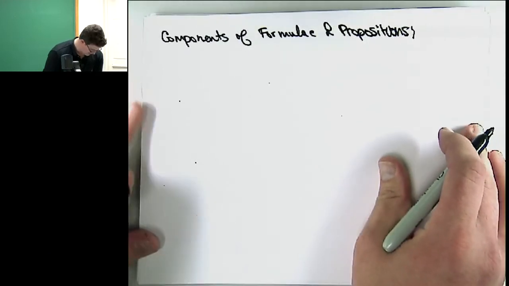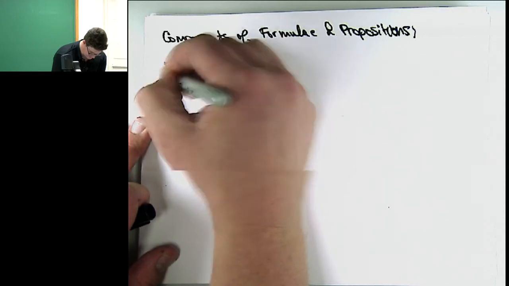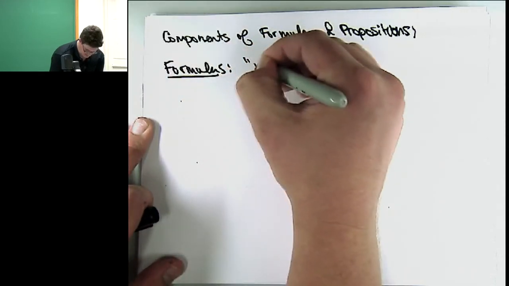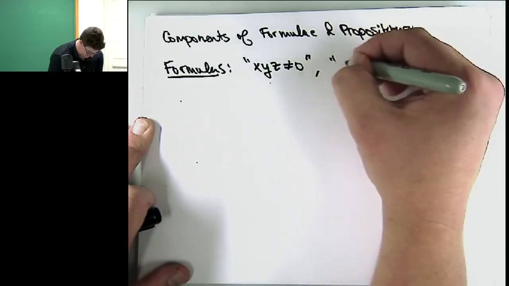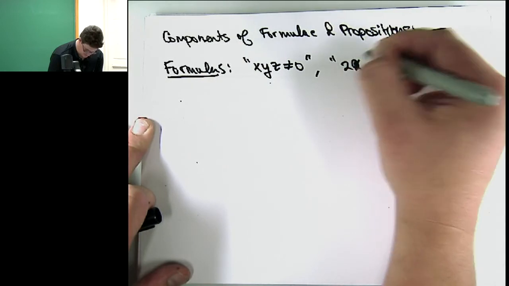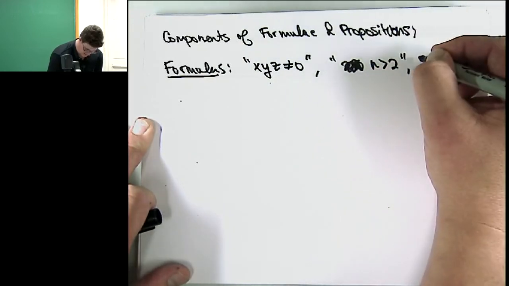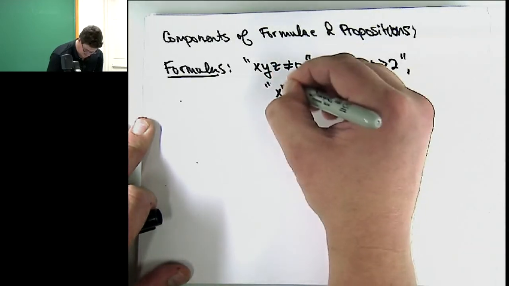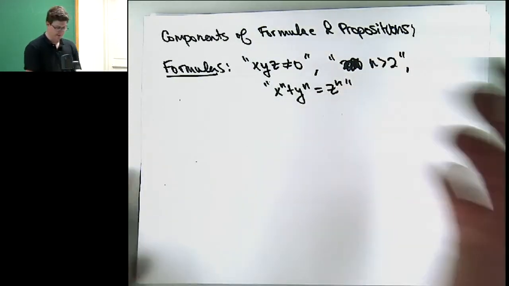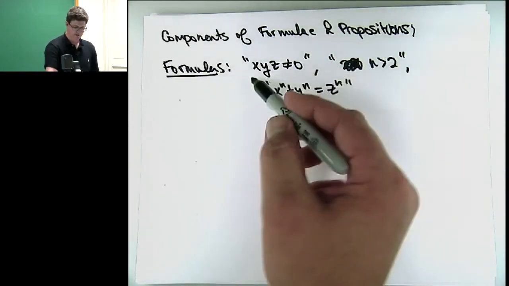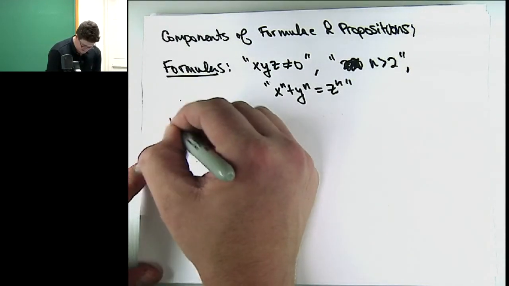Okay, so the formulas. So we had formulas. This is things that we talked about. So these were like x, y, z is not equal to 0, right? We had n is bigger than 2, and then we had things like x to the n plus y to the n is equal to z to the n. Okay, so we have a bunch of different formulas that appear. So these have a bunch of different free variables, right? So there's predicates.